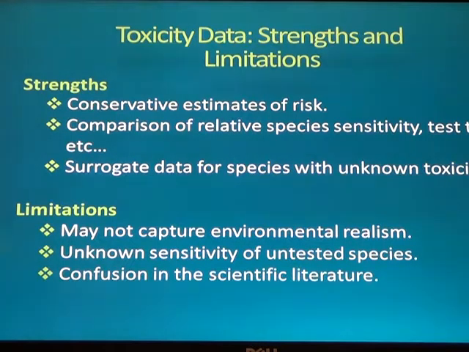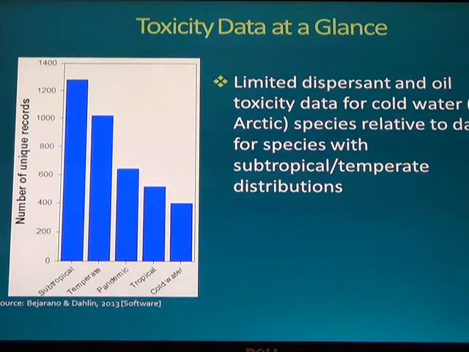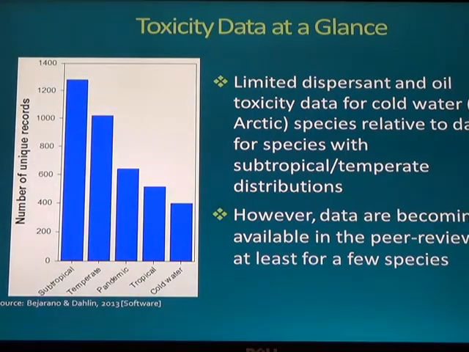And Rick is going to talk a little bit more about that. We do have very limited dispersant and oil toxicity data for species of cold water regions. You can see the number of unique records for tropical and temperate zones versus the unique records for cold water species. So we don't have a lot of data on cold water species, but we have some that allows us to use surrogate data. However, the data are becoming more available because we continue to do tests every year.